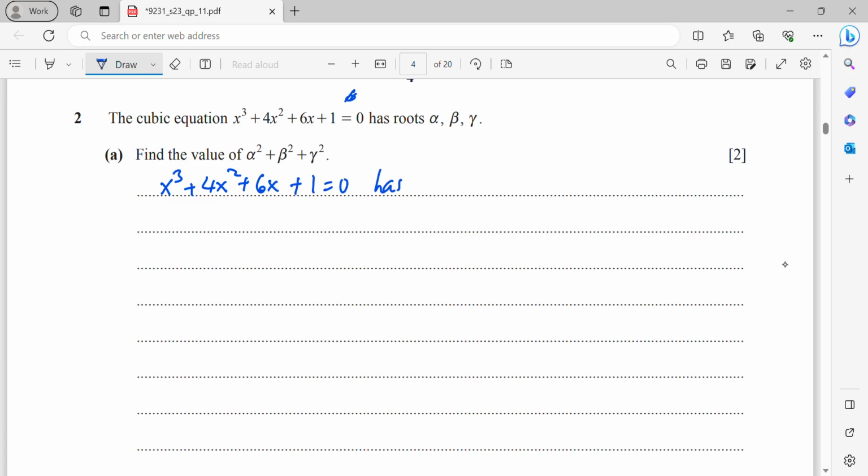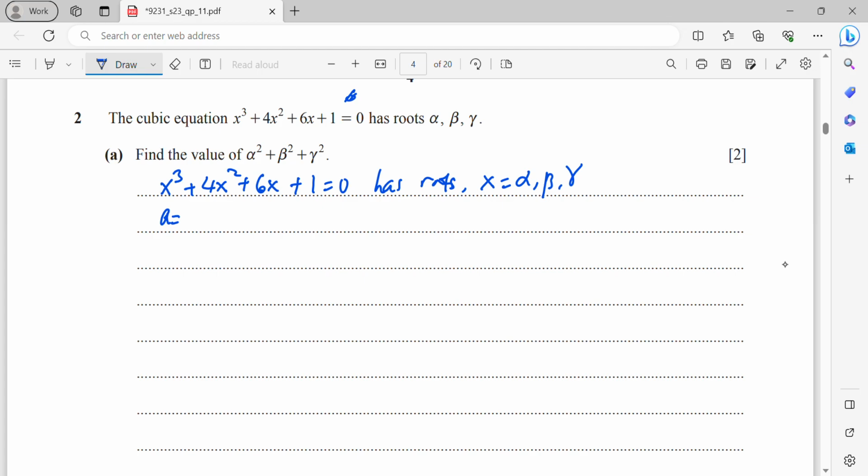Has roots means alpha, beta, gamma. Has roots x equals alpha, beta, gamma, because your equation is in terms of x, that's why the roots mean the x values. So from here, I will list down the coefficient for each of the terms.